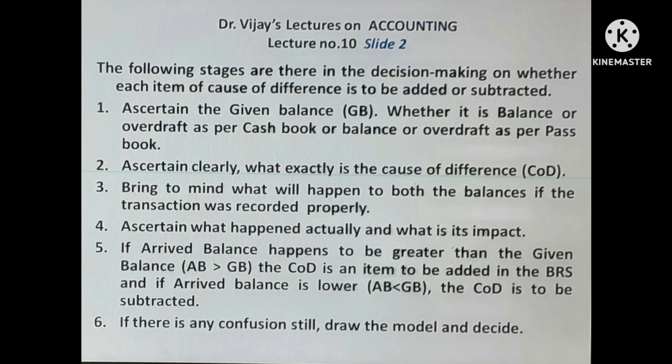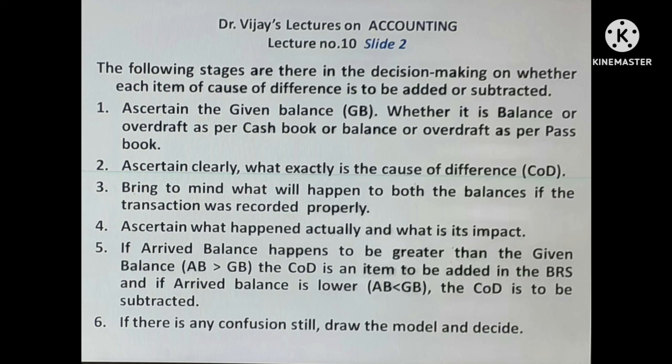The third stage is bring to mind what would have happened if the transaction had been recorded properly in both the books. Where there is favorable balance, check issued: if recorded in both the books, the balance will go down. Check sent to bank for collection: if recorded, the balance will go up in both the books. Where interest on overdraft is recorded in both the books, where there is overdraft, the overdraft will go up. Like that.